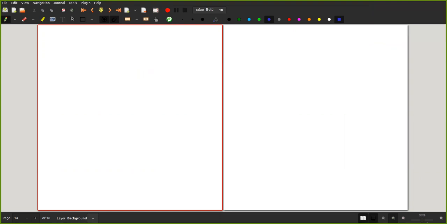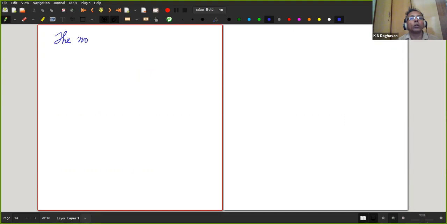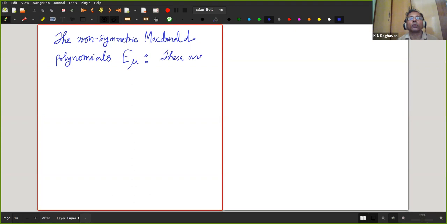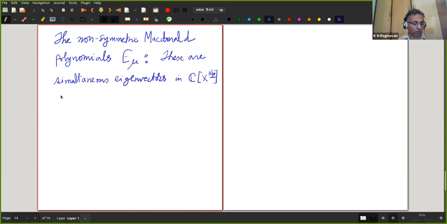So the non-symmetric Macdonald polynomials. Now we are ready to define them, at least write down a formula for them. E mu. So some comments. These are simultaneous eigenvectors for the action of y1 to yn.